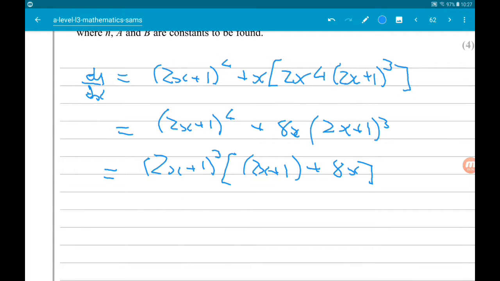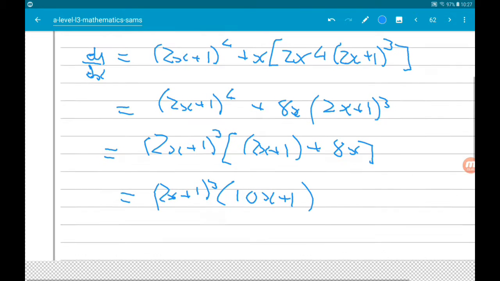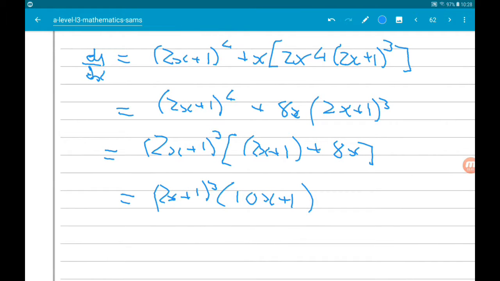Which finally gives us 2x add 1 cubed times 10x add 1. So n is 3, a is 10, b is 1.